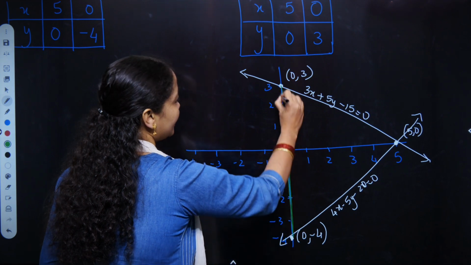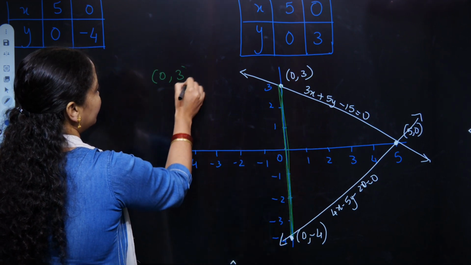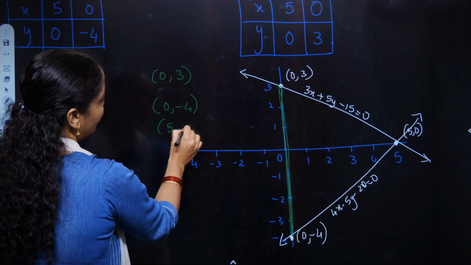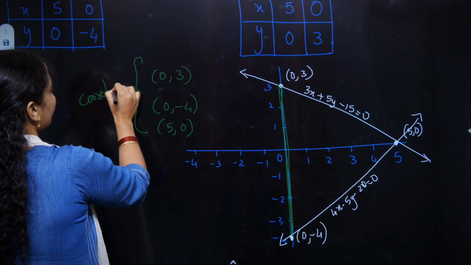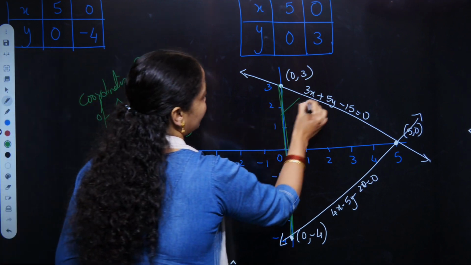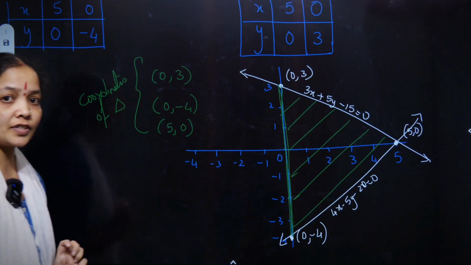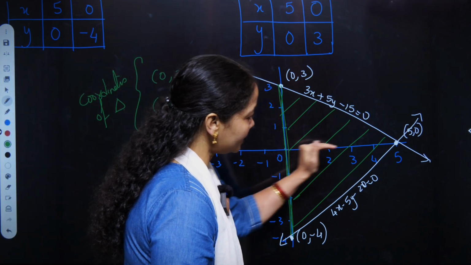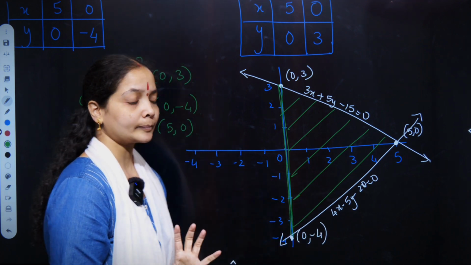It is touching the y-axis here. The coordinates of the graph will be (0, 3), (0, negative 4) and (5, 0), which will be the coordinates of the triangle, and this will be the shaded part. In some questions we will even be asked to find the area of the shaded part. So if that is being asked, I will consider this as the base and this as the height and find the area using the formula half base into height.